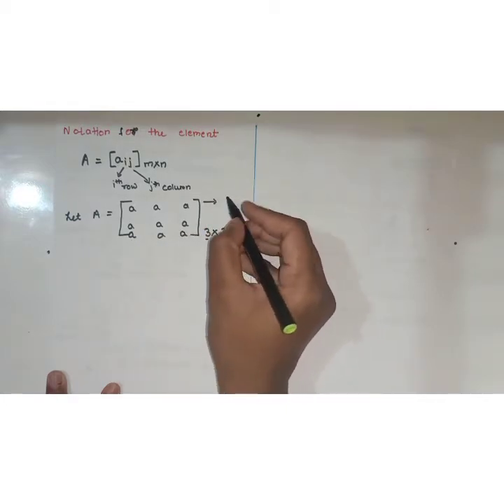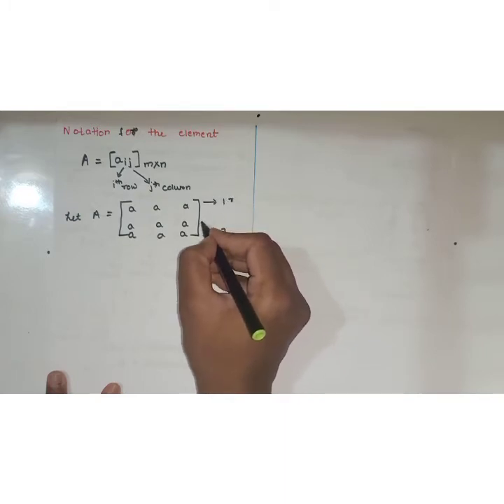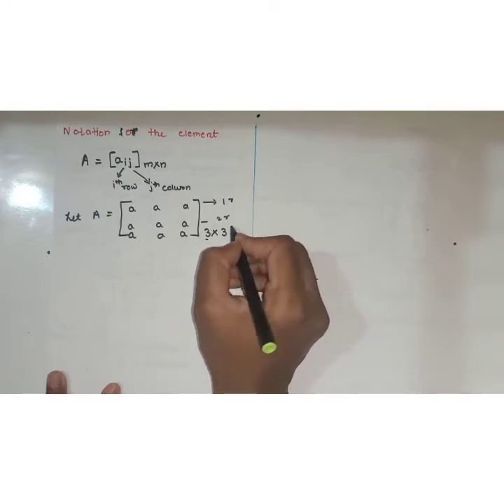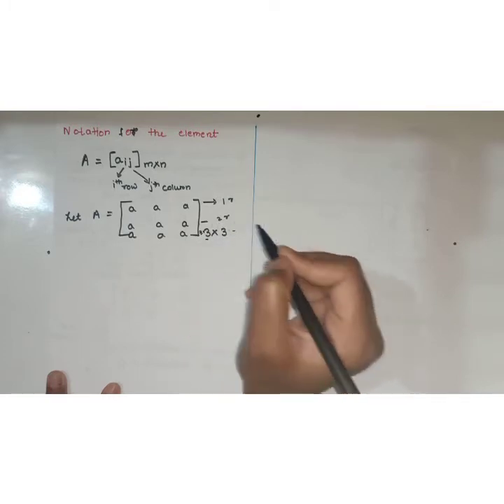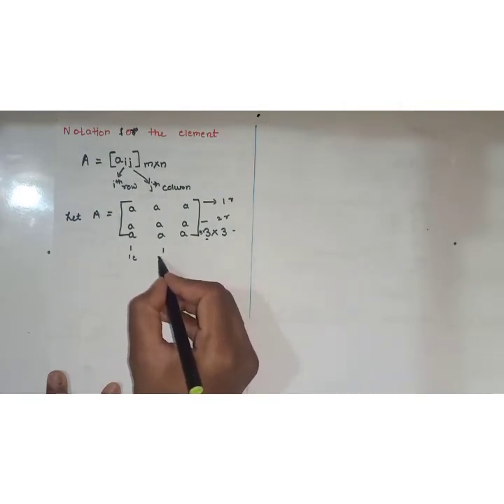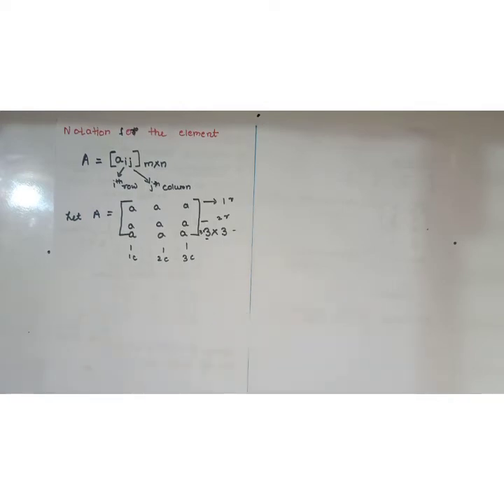So that you do not get confused, I will write it. This is your first row, this is your second row, and this one is your third row. This is your first column, this is your second column, this is your third column. Now this is a matrix of order 3 by 3, in which we have 3 rows and 3 columns.